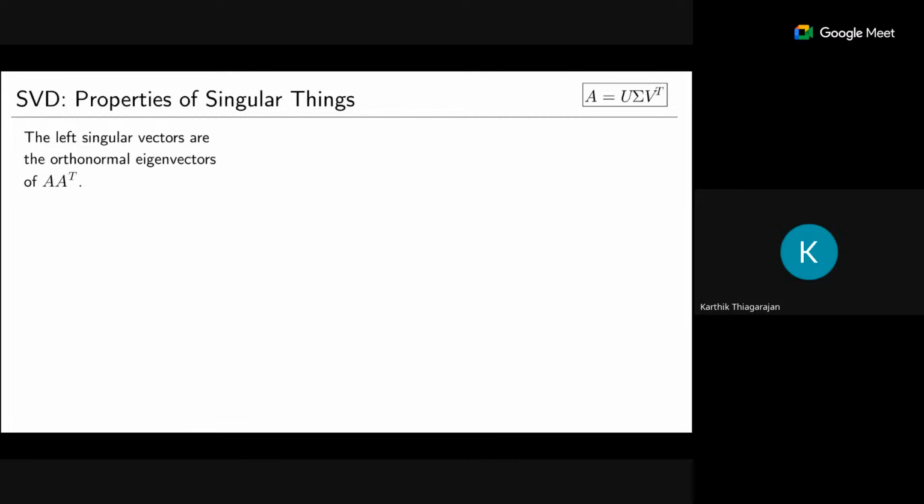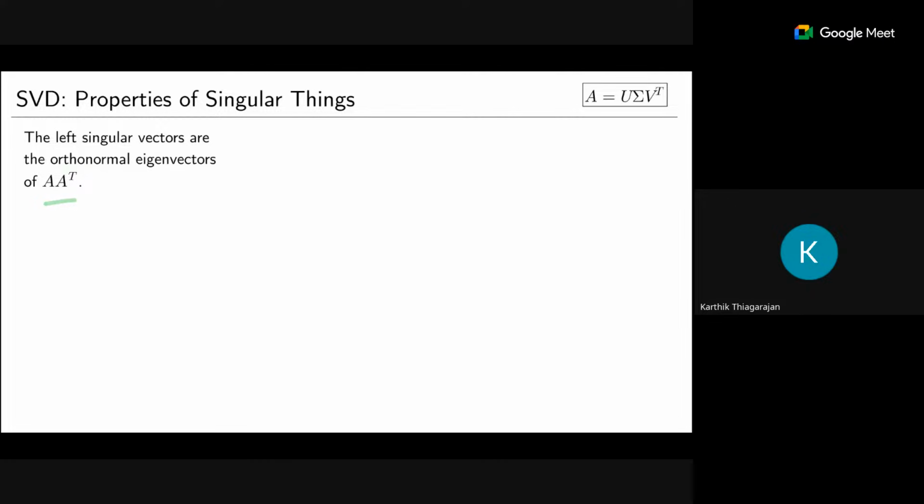Now, from where does this orthonormal come? How can you say that it's orthonormal? U star U equals... U is orthogonal, right? Yes, orthogonal. Therefore, the columns of U are orthonormal vectors, and they are all eigenvectors of AA transpose.